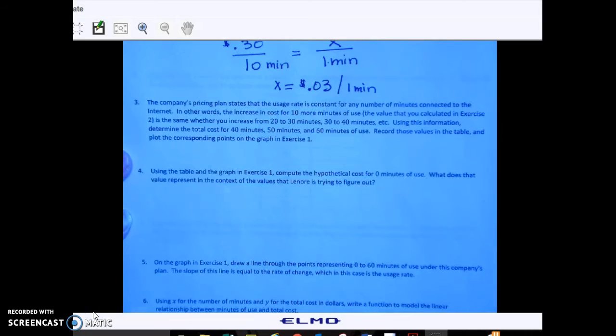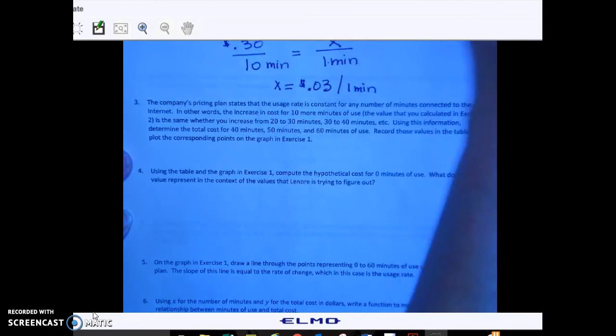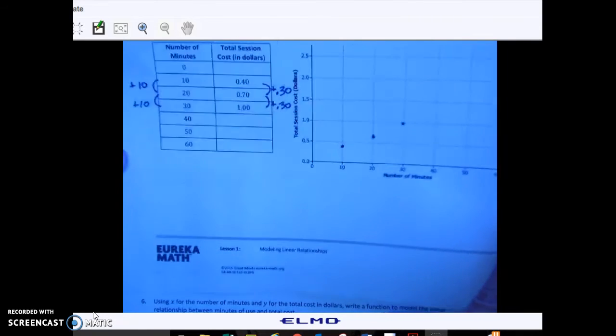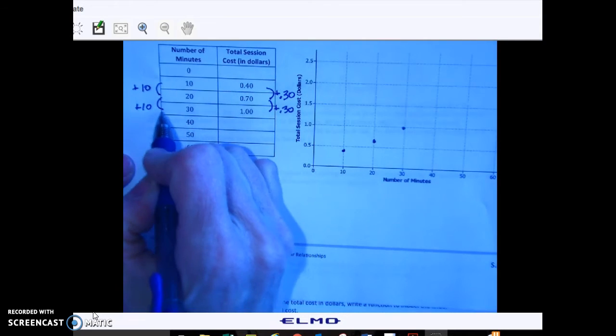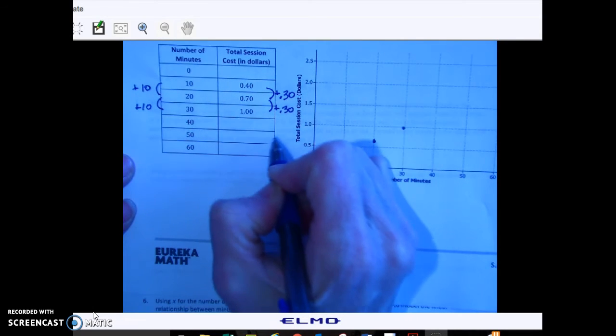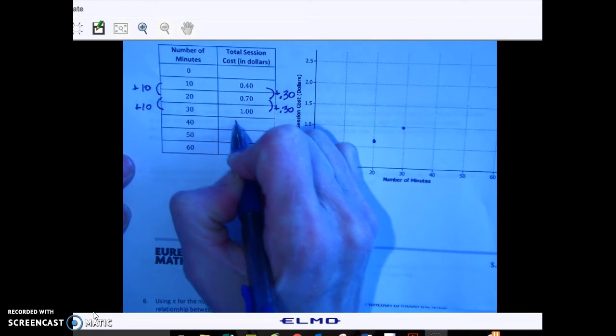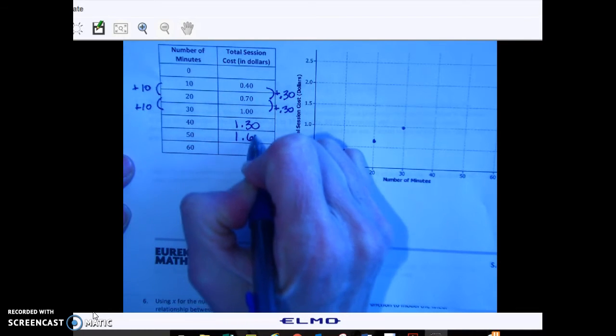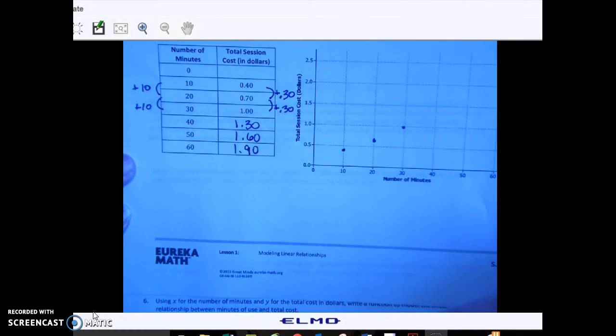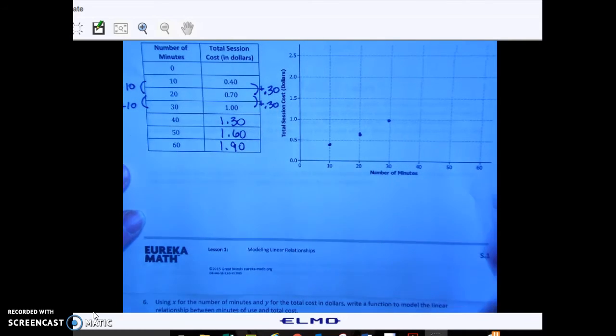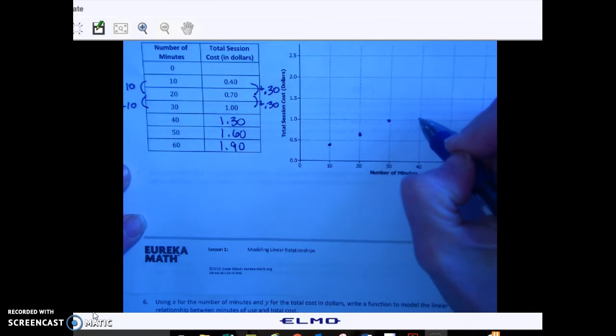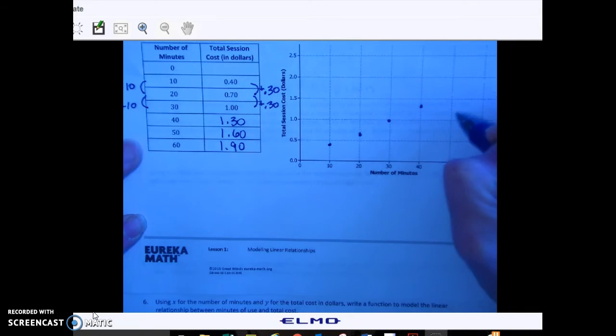All right, so question 3 is asking us to go back and complete the table for the remaining times of 40, 50, and 60 minutes. So if we go back to our table here, this is still increasing by 10 minutes over here, so we're going to continue to increase by 30 cents over here, so this will become $1.30, $1.60, and $1.90. They also want us to plot those points, so we're going to plot at 40, $1.30, at 50, $1.60, and at 60, $1.90.